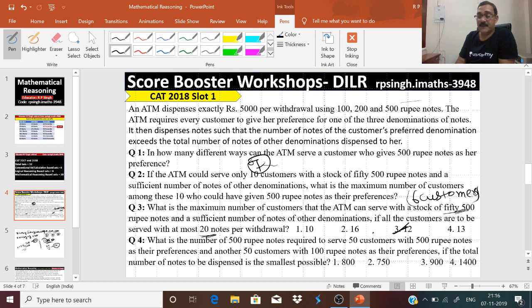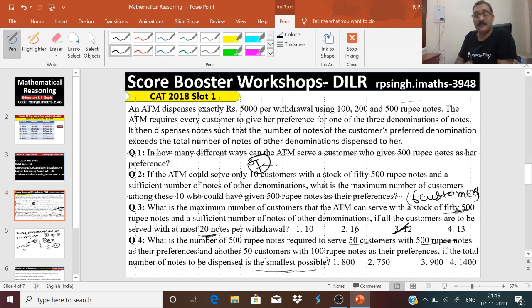Now the next one is, what is the number of 500 rupee notes required to serve 50 customers with 500 rupee notes as their preferred denomination and 50 customers with 100 rupee notes as their preferred denomination, if the total number of notes to be dispensed is the smallest possible?